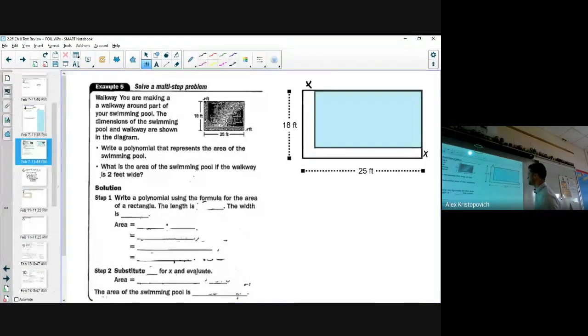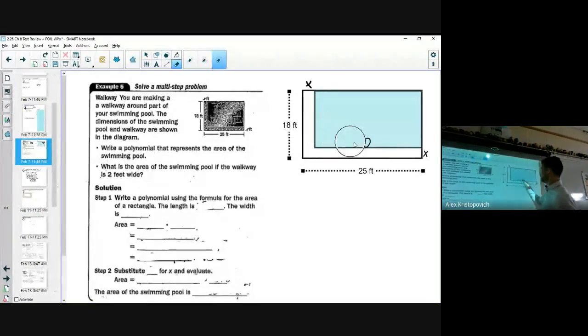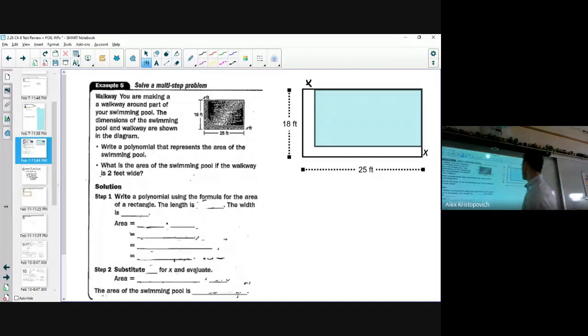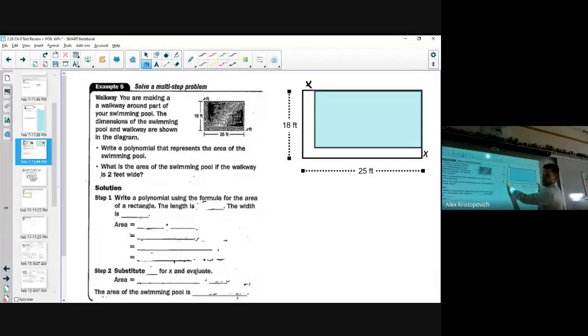If only it was that easy. Here you can see my diagram. I made it a little nicer than the sketch in your packet. In blue here is the pool, and then the walkway is around it. We know that the walkway is X feet wide all along. If only we had the length and the width of this pool, like 10 and 5, we could multiply those together and get 50. But we don't have that. We have the length of the pool and the walkway. So 25 is this whole way, and 18 is the whole thing. But we want just the length and the width of the pool.